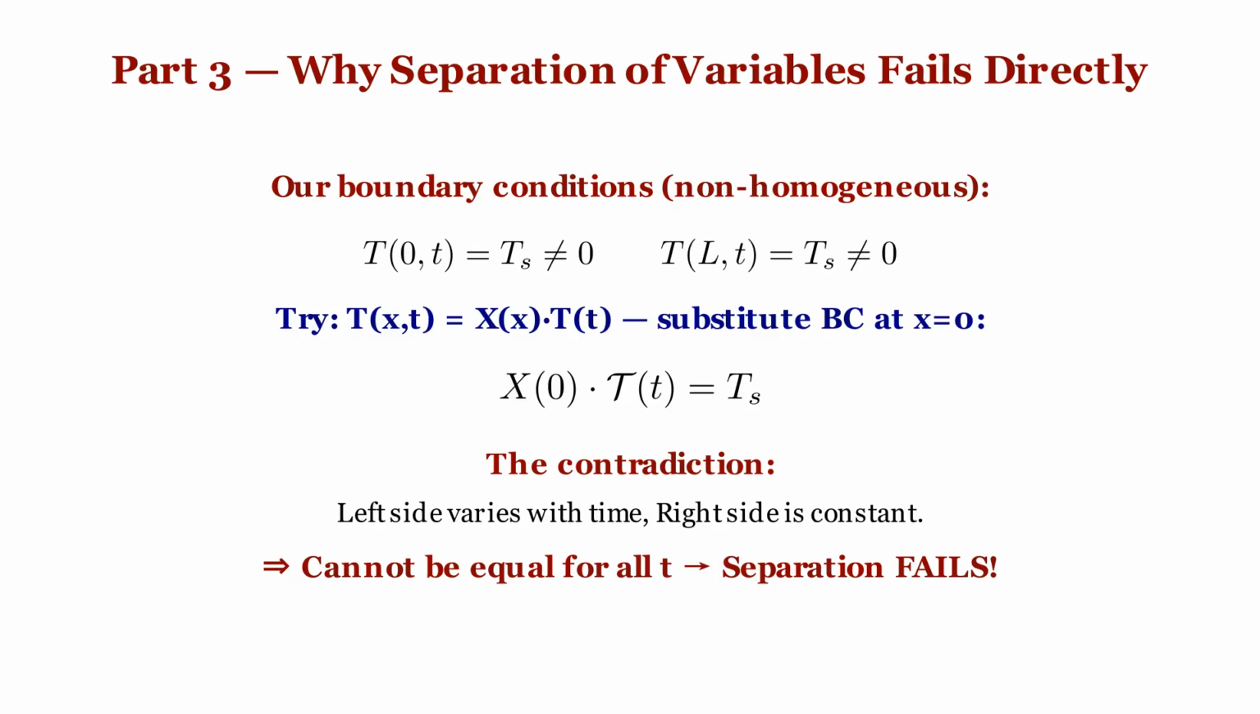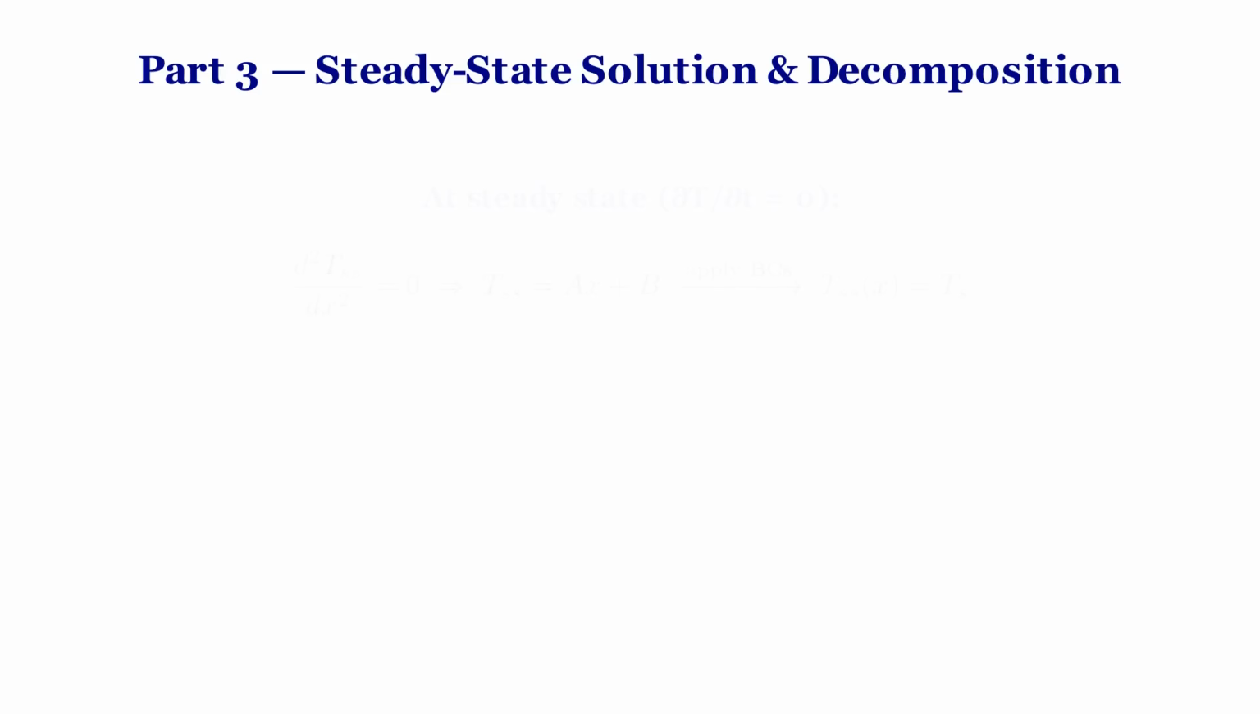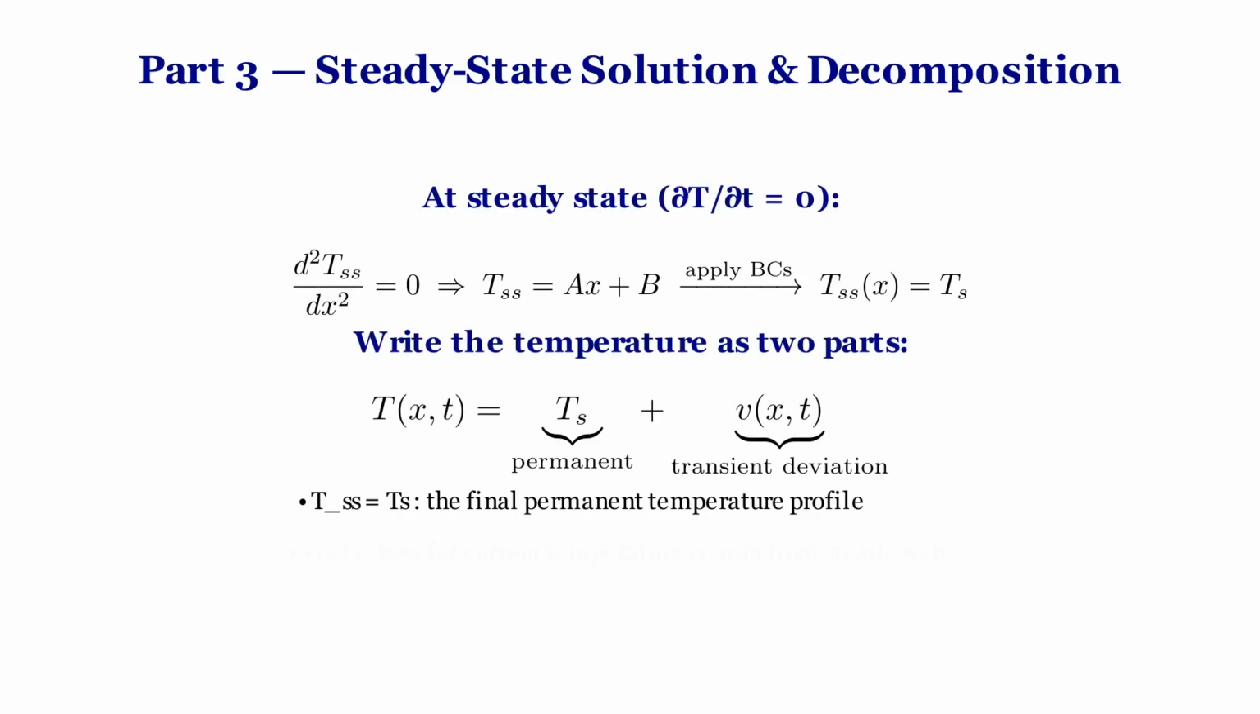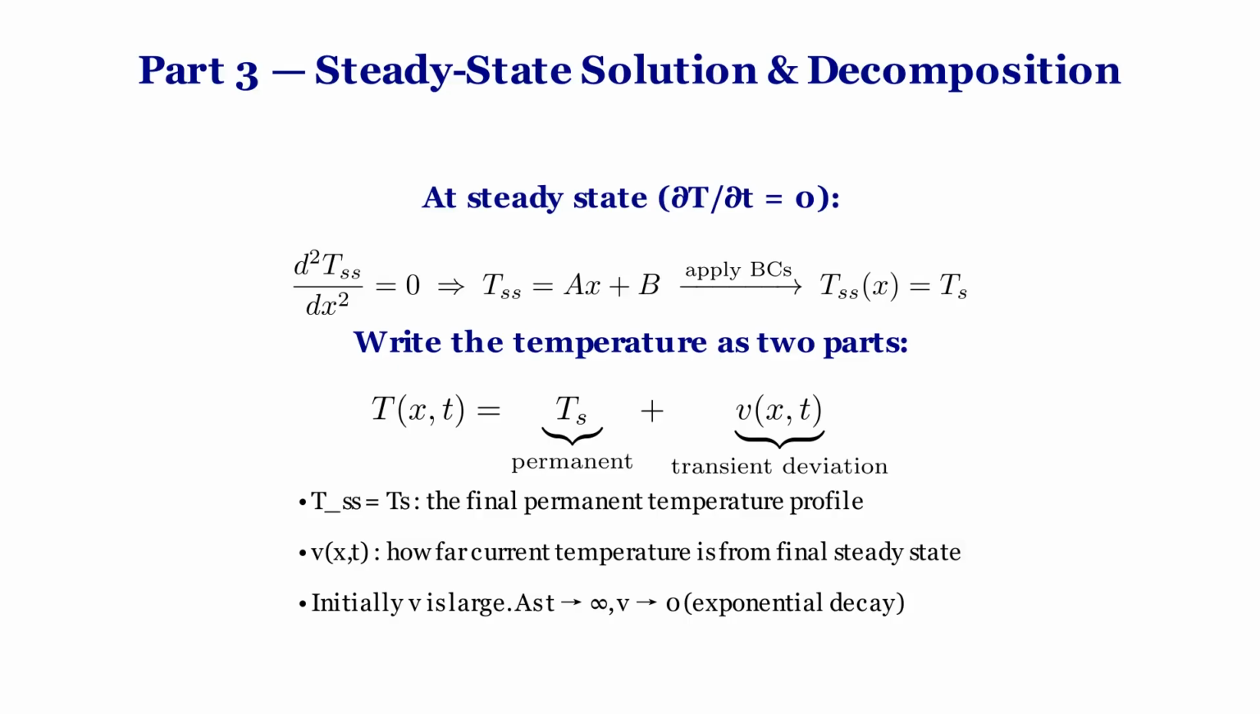We must first transform the problem by introducing a non-dimensionalized temperature theta, which converts the non-homogeneous boundary conditions to homogeneous ones. Before introducing the excess temperature, let us think physically. Ask the question, if we allow the system to run forever, what temperature distribution remains in steady state? At steady state, the temperature no longer changes with time, so the time derivative is 0. The heat equation reduces to d squared Tss over dx squared equals 0.